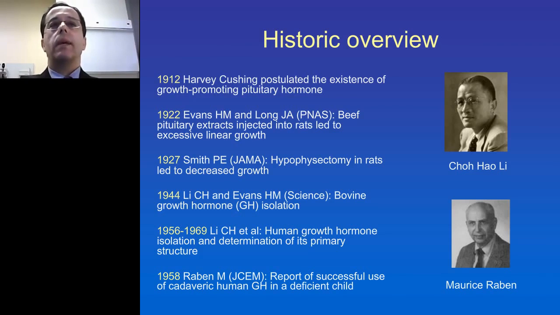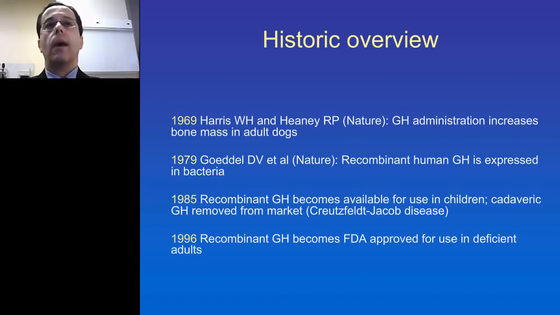More recently, in the late 1960s, Harrison Heaney described effects of growth hormone on the adult skeleton based on experiments in dogs. And then a decade later, recombinant human growth hormone was reported. It was expressed in bacteria at that time, and then finally it became available for clinical use in 1985 in children, and then in 1996 it was finally FDA approved and became available for use in adults who are growth hormone deficient.